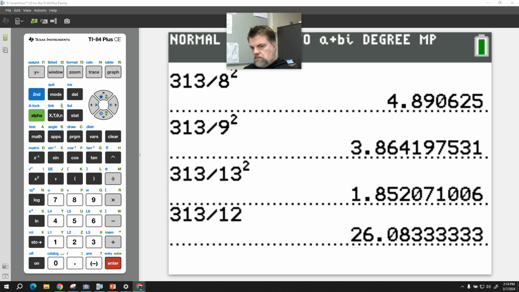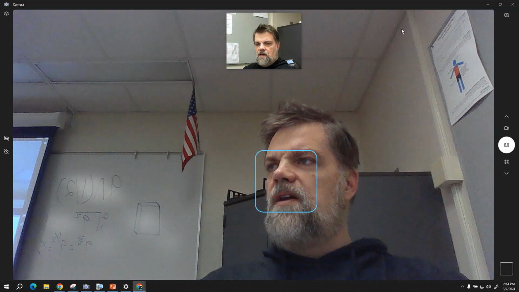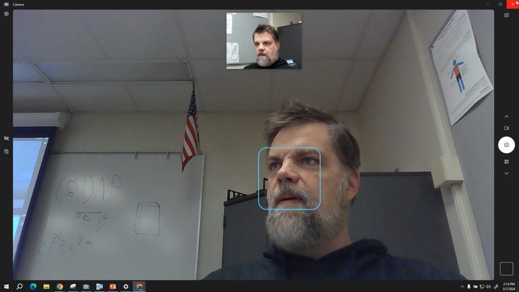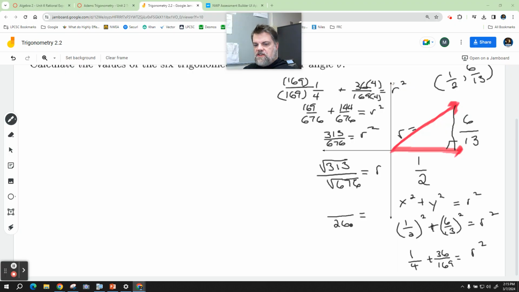I don't think we can reduce the 313. So let's just leave it as the square root of 313 over 26. I don't think you can reduce it. Well, that's not fun. So now let's try sine of theta, which we know is y over r.